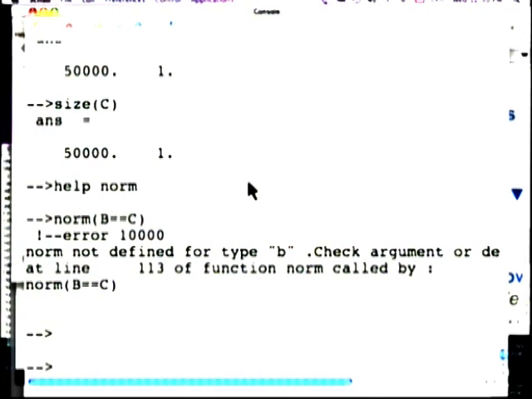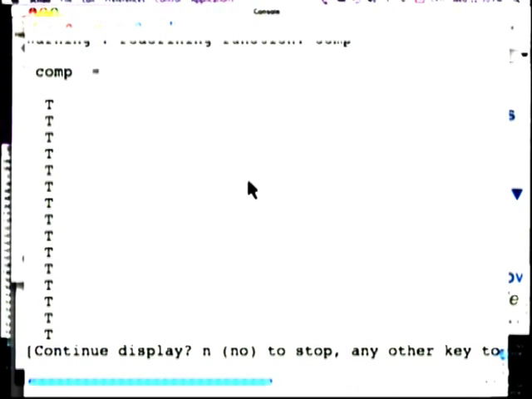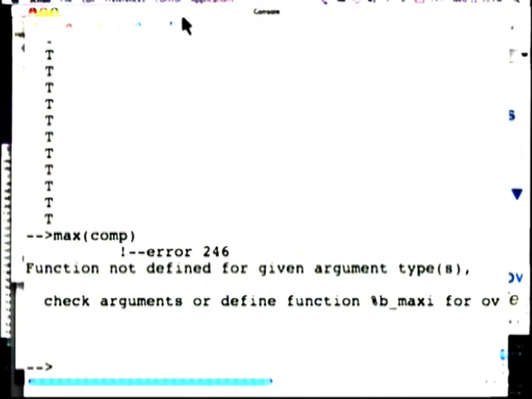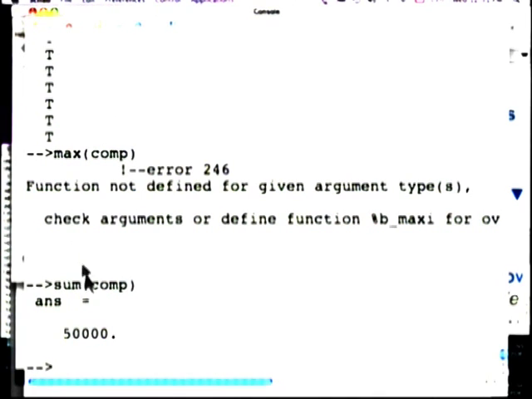Not defined, okay. So let's do it this way. Comparison equals B equal C. If I go through this, it just keeps saying true. Then max of... The point is that this is a binary vector, and I don't know whether sum will work. Let me just see. Okay, sum worked here: sum of comparison gives 50,000. So we compared B and C, and they are identical, giving one for each element, and then we added all of them and got 50,000. So this is of course an indirect way to check that.